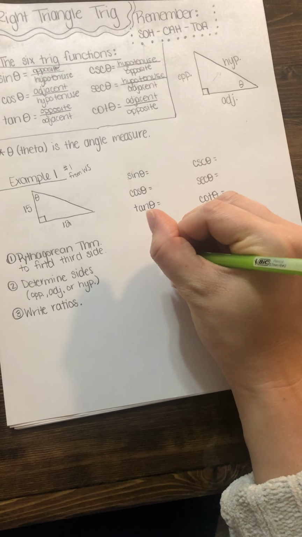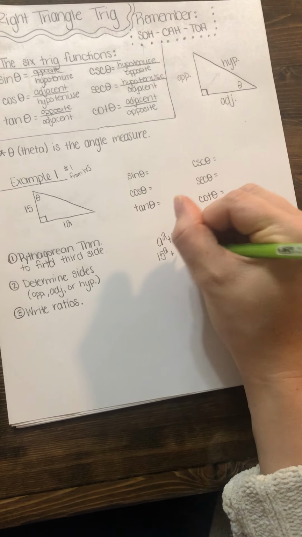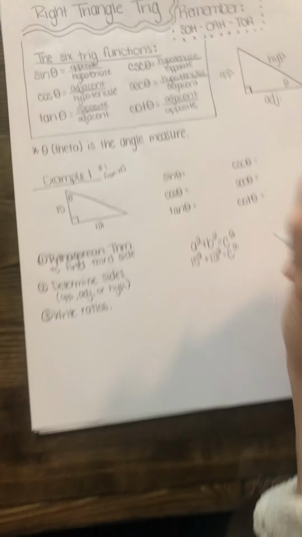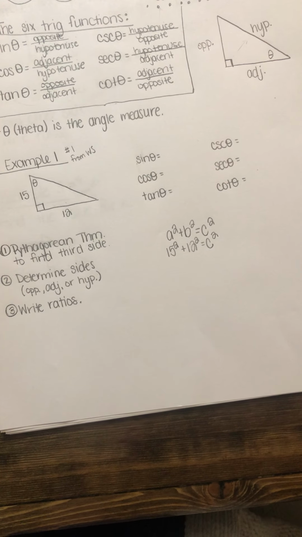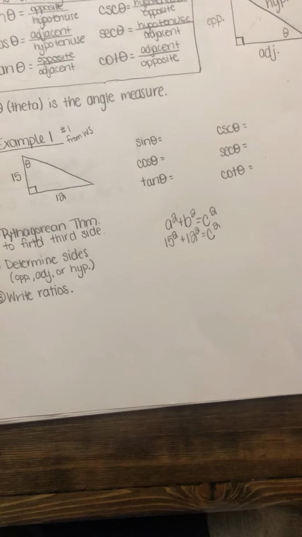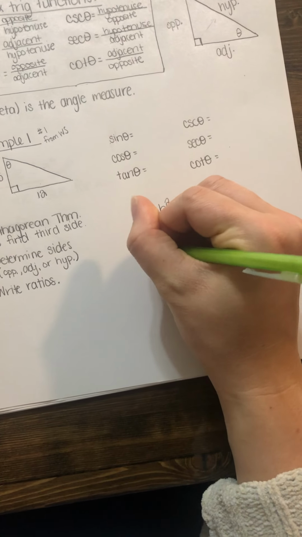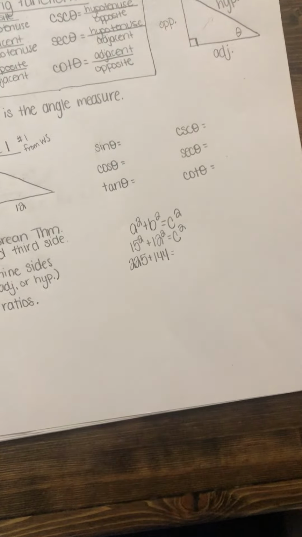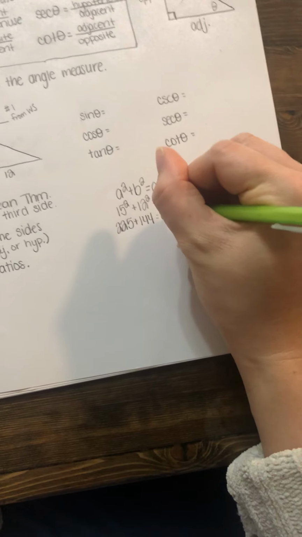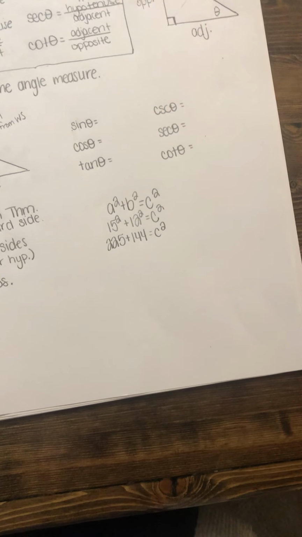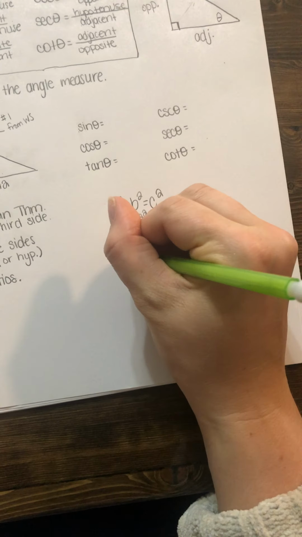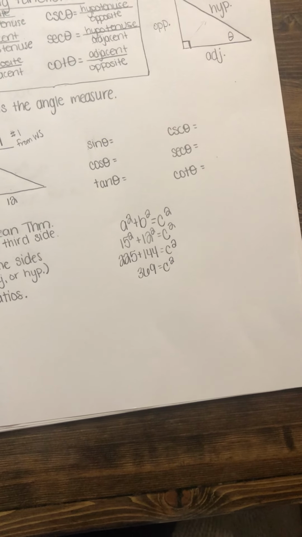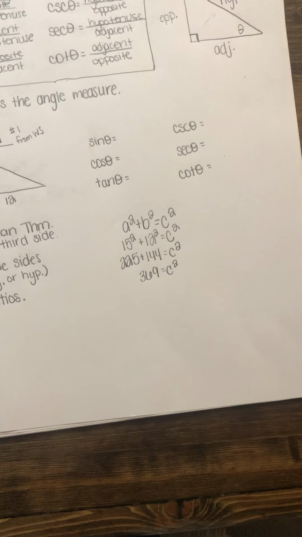So I'm going to make a 15. So we have 15 squared plus 12 squared equals c squared. So 15 squared gives us 225 plus 12 squared, which is 144, and that's going to equal c squared. So 225 plus 144 gives us 369 for c squared. And to find c, we take the square root of 369.